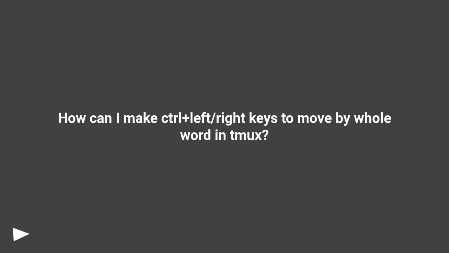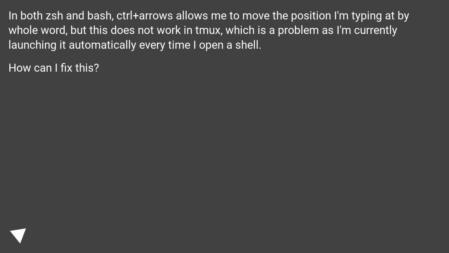How can I make ctrl+left/right keys to move by whole word in tmux? In both ZSH and bash, Ctrl+arrows allows me to move the position I'm typing in by whole word, but this does not work in tmux, which is a problem as I'm currently launching it automatically every time I open a shell. How can I fix this?